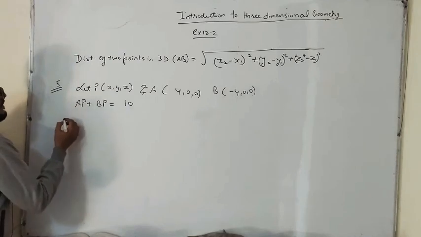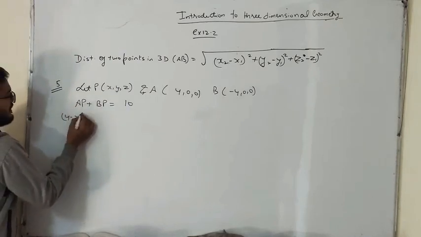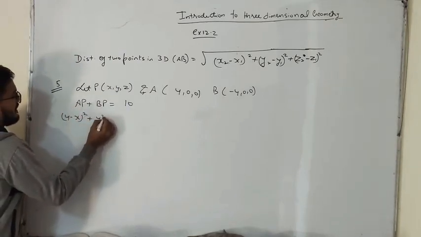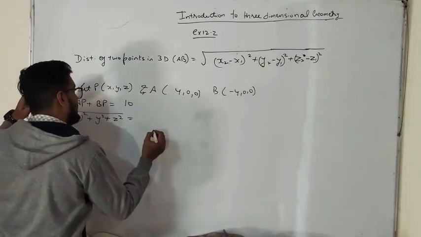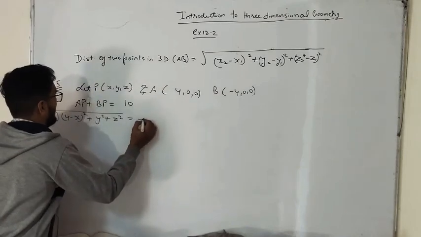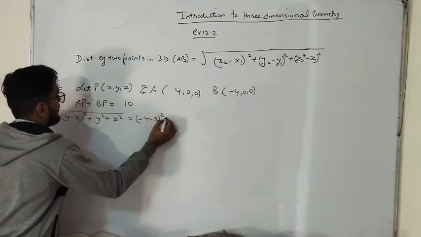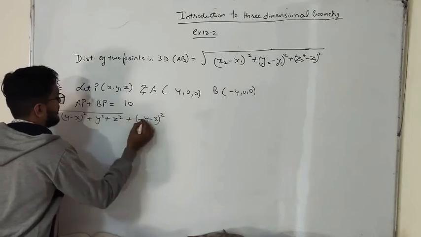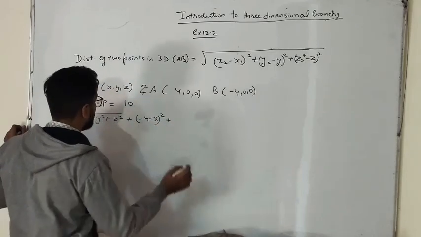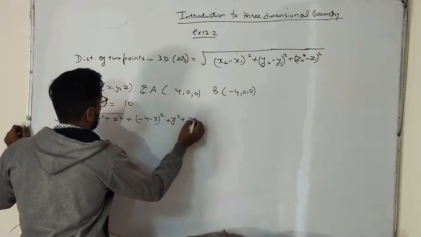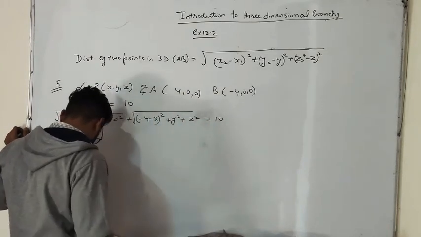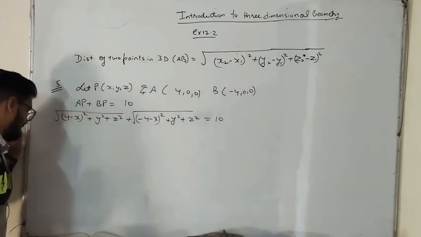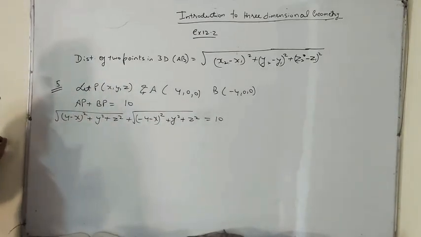So AP will be square root of 4 minus x whole square plus y square plus z square, and BP will be square root of minus 4 minus x whole square plus y square plus z square. The sum of whose distances is equal to 10, right? So this we have, right?